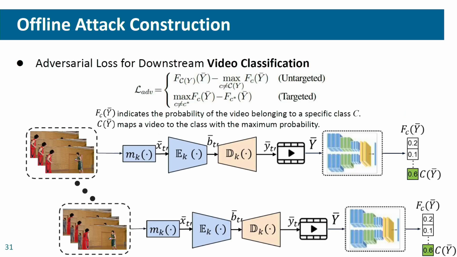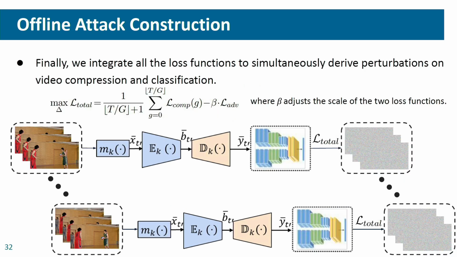And then next, we formulate the adversarial loss for downstream video classification. In the loss function, we consider two types of attacks, untargeted attack and targeted attack. After formulating our optimization functions, we integrate all the loss functions to simultaneously derive perturbations on video compression and classification systems. Then we can generate sample-wise perturbations that are independently added to each sample.